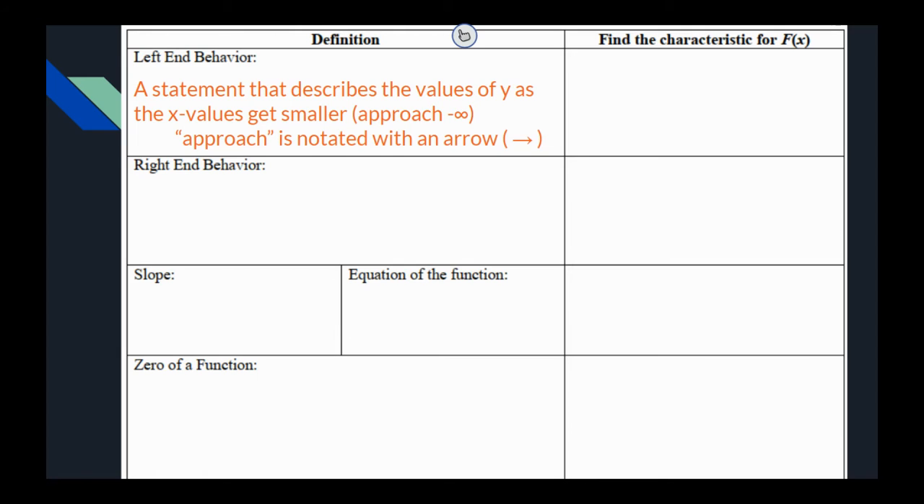You're going to see a lot of arrows, and that means approach. So an arrow pointed to the right means approach.